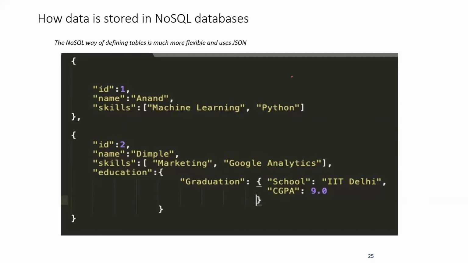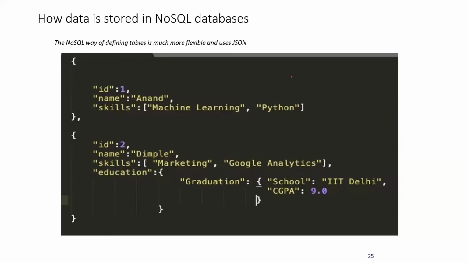Right? NoSQL is much more flexible. One example is the JSON file. All the information is stored in curly braces. Your first one is ID 1, name Anand, skill set. We have different skills like machine learning and Python. Along with the skill set, we have other information, such as education information: school, IIT Delhi, CGPA, and so on. It is more flexible, right?